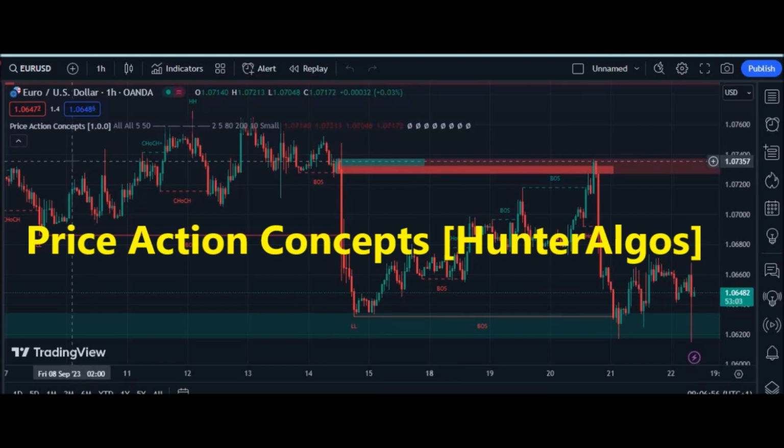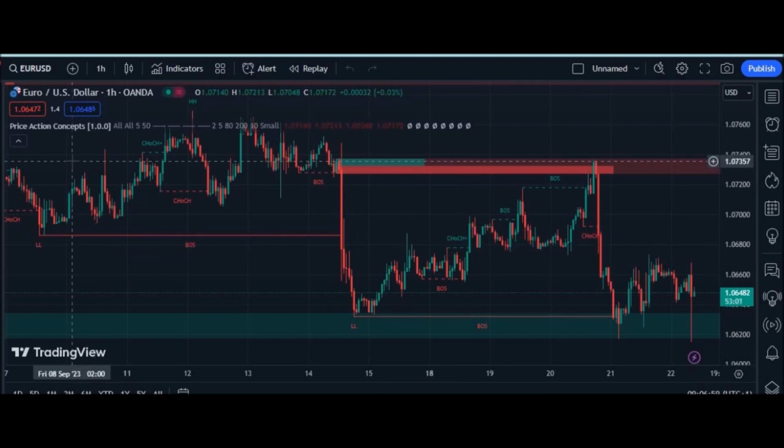Here we have bearish and bullish break of structure and bearish and bullish change of character, as well as order block zones, liquidity, and the swing points in our chart. And swing points are very effective. And so guys, let's look at this indicator.